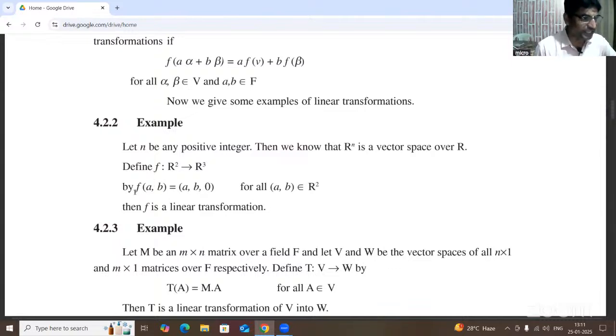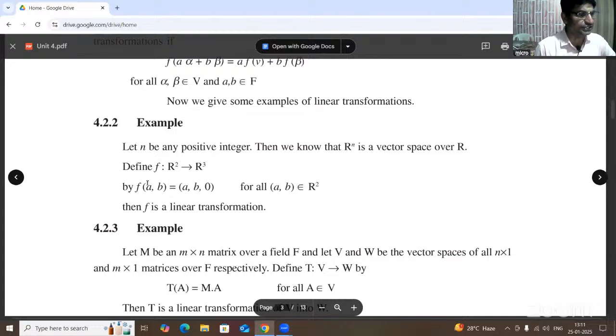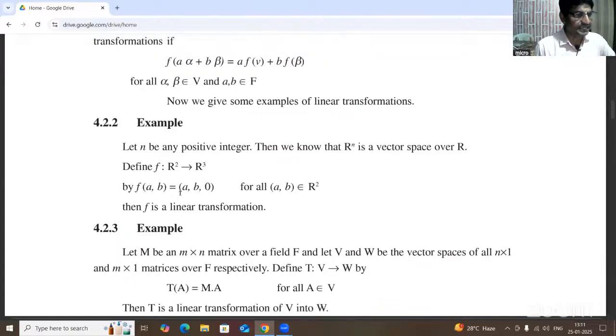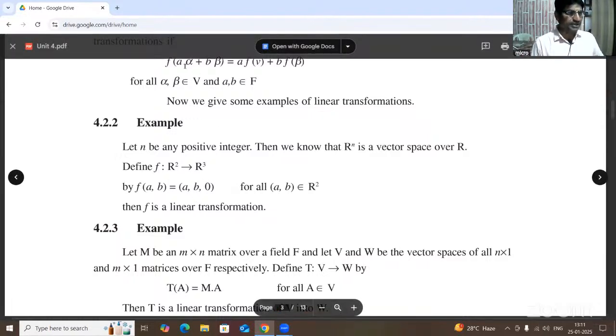Take any one scalar x. Then f of x times (a, b) equals x times f of (a, b, 0). So the scalar multiplication must hold good. These direct conditions must be satisfied. Here alpha equals (a1, b1) and beta equals (a2, b2), to write a into f of alpha plus b into f of beta. So this example satisfies the condition of a linear transformation.